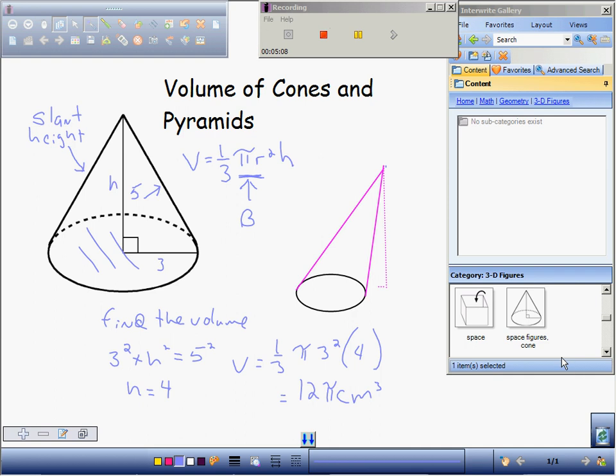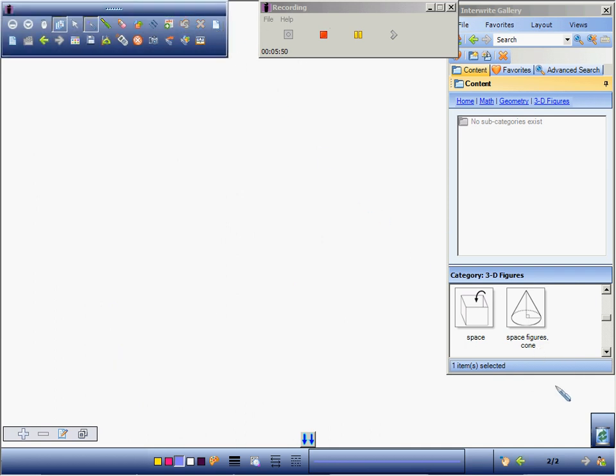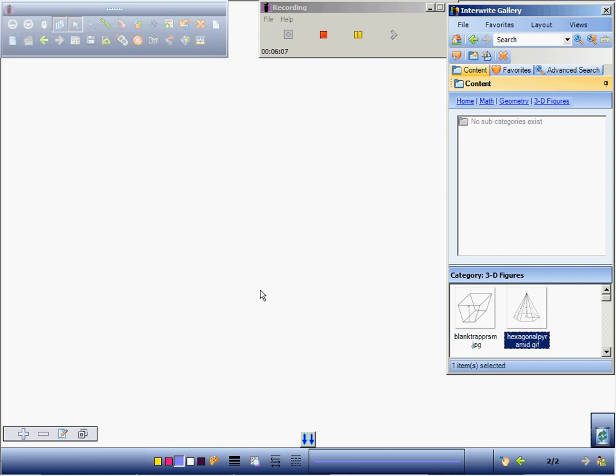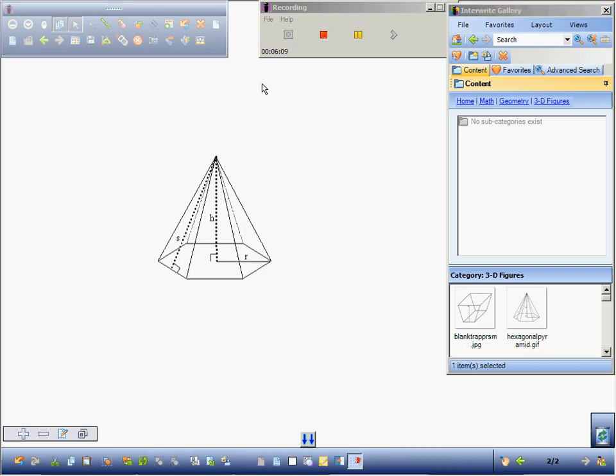I searched online and I found other pretty pictures, and I found this one. Where's my hexagonal pyramid? This is cool because you can just steal things from the internet and put them on here. There it is. Okay, then I could just drag it over there, and there it is. Isn't that cool? Technology.